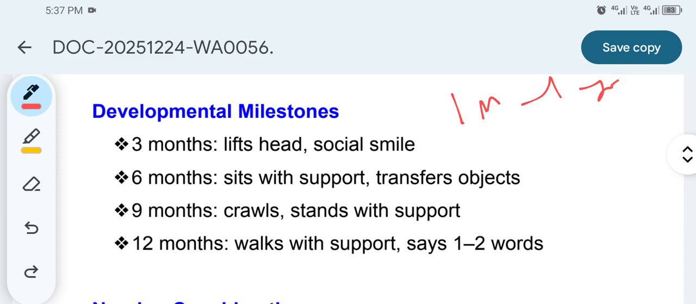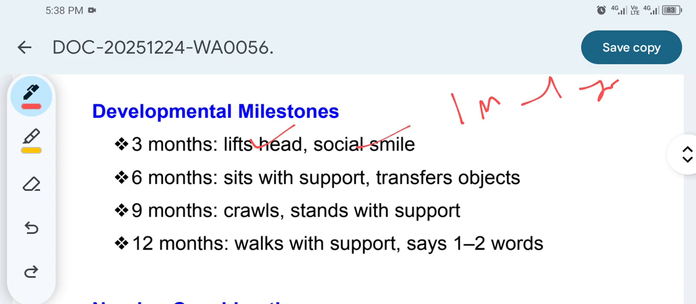So now developmental milestones, by the age of 3 months, the infant should be able to lift their head. They should also be able to occasionally smile. Okay, an infant should smile by the age of 3 months. So what does it tell you? Whenever these things are not being done by a child who is 3 months, it means that there have been developmental delays. That's what we mean.